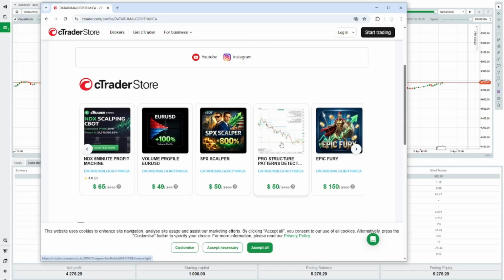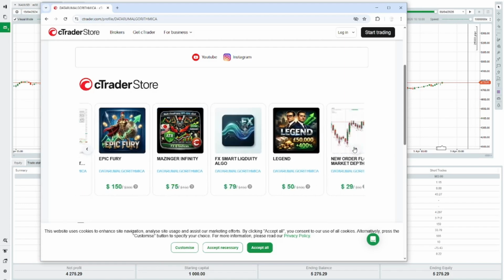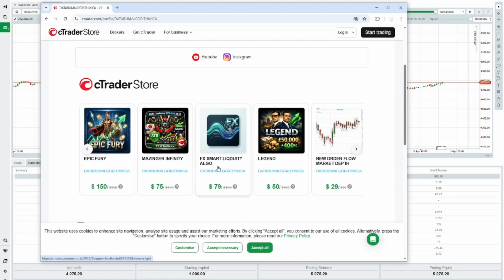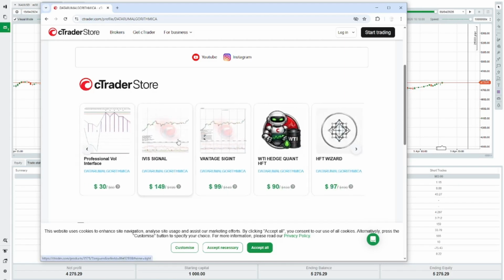The indicator, the pro structure pattern detector indicator, you can find Epic Fury, which is a very high quality, sophisticated algorithm trading. You can find anything simple like an algorithm, a cBot that can trade FX, another that can trade dollar yen. You can find the order flow. You can find these two volatility indicators, which basically will show you live on chart the volatility of what you are trading. These are high quality stuff, very high quality.